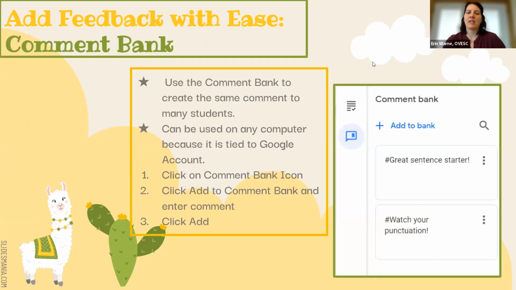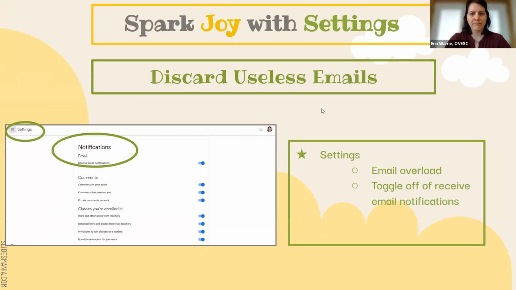So let's say that you have a lot of students and you keep on saying the same things over and over again. You can create a comment bank. So whenever you go to that document, you can click on add to bank, then type in whatever comment you want and save it. And the good thing about Google is it's saved to your Google account. So whatever device you are on, you can pull up your comment bank and then put them on for students. And then you would just click add of what comments you need.